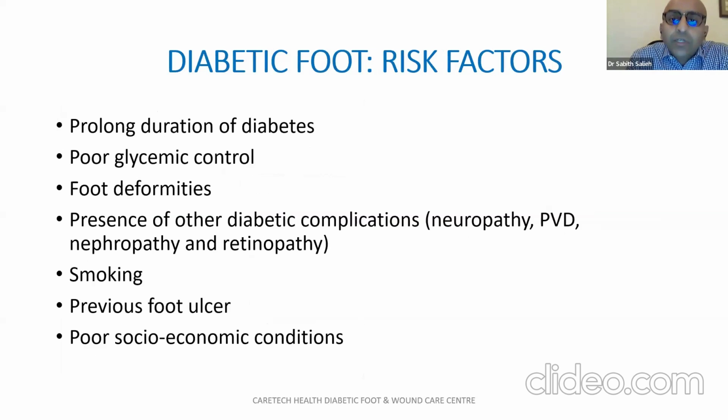Of course, if you have diabetes for a longer period of time, you're at a risk of developing it. Poor sugar control, foot deformities, presence of microvascular or macrovascular complications associated with diabetes. Smoking is a risk factor. Previous foot ulcer and amputation. If you have any of that, automatically you become high risk. And of course, poor socioeconomic conditions. We do see in developing or underdeveloped countries, especially countries like in Africa, where the incidence is much, much more.